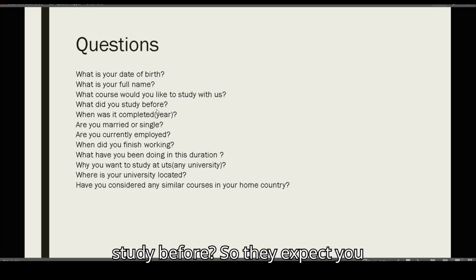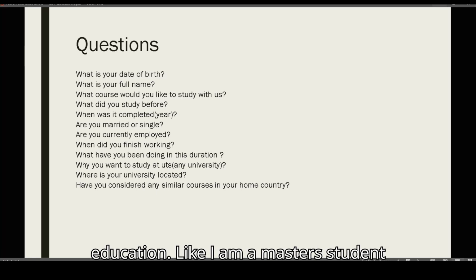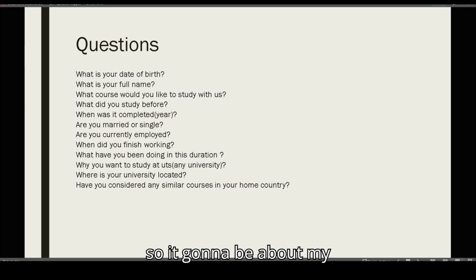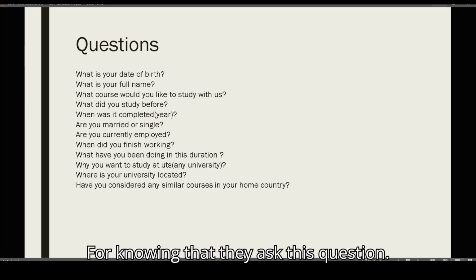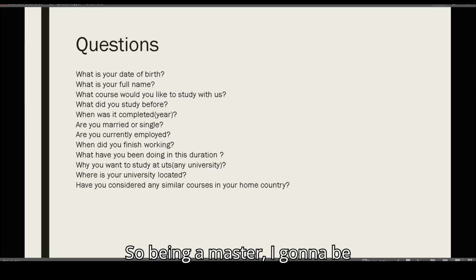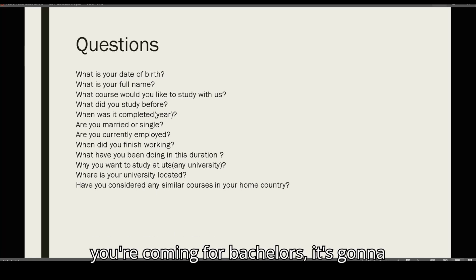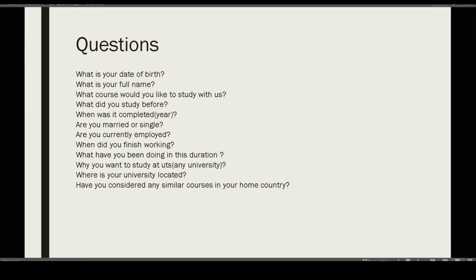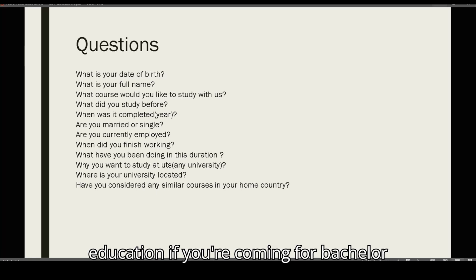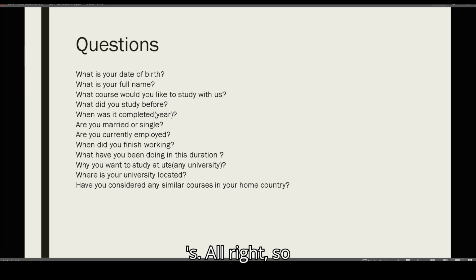What did you study before? They expect you to describe your previous highest education. I am a master's student, so it's going to be about my bachelor's studies, whether it's in a relevant field or whether I am coming from a completely different background. That is why they ask this question. Being a master's student, I'm going to tell them about my bachelor's. If you're coming for a bachelor's, it's going to be your higher education, like your plus 12. That's going to be your highest education if you're coming for a bachelor's.